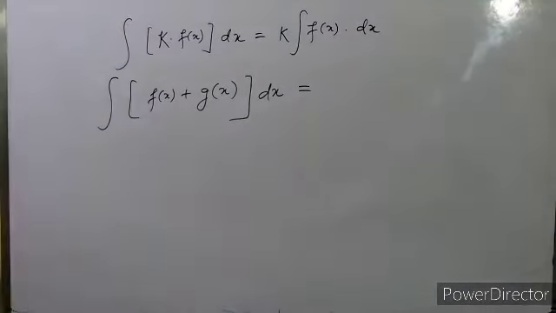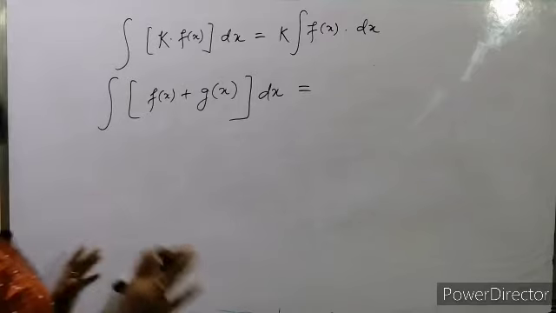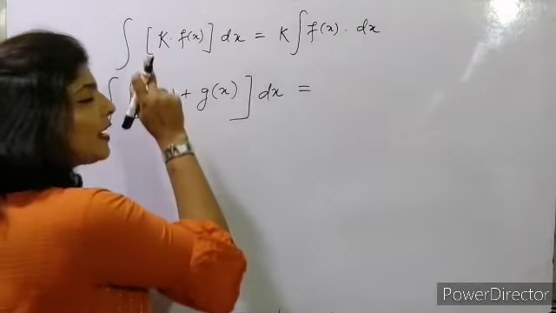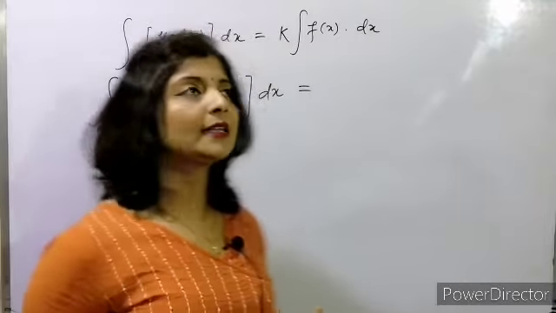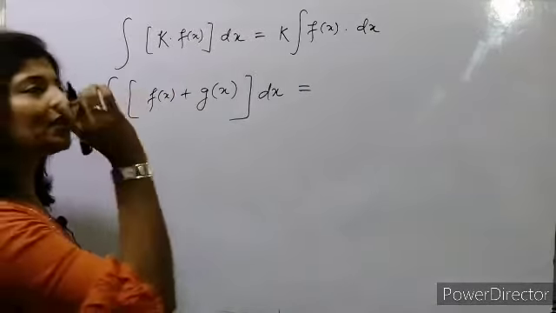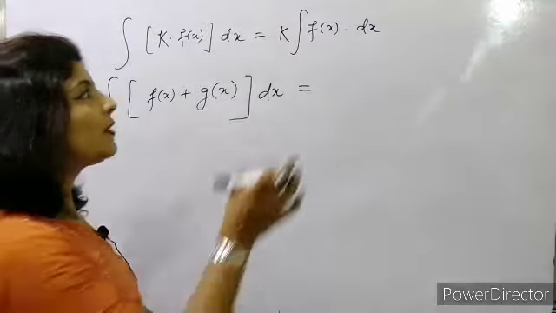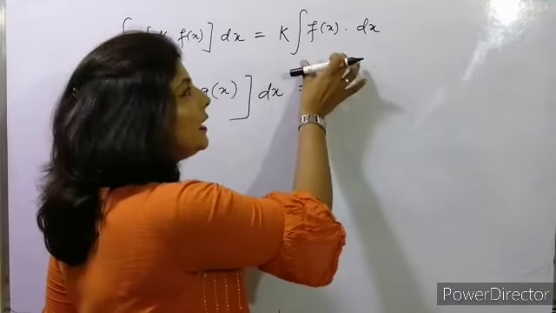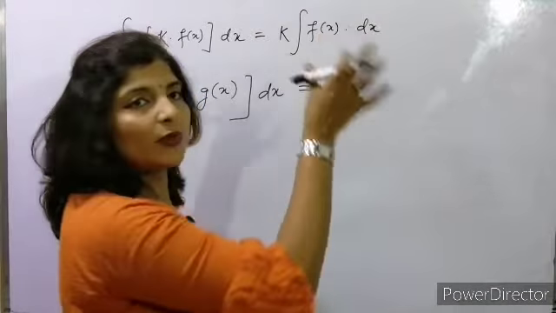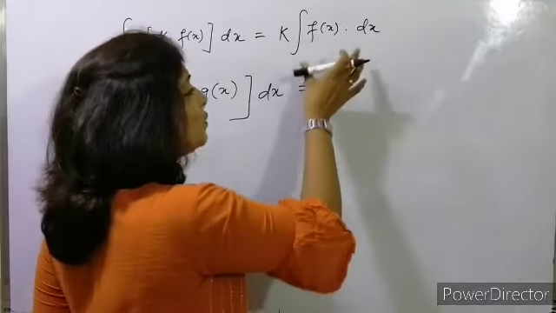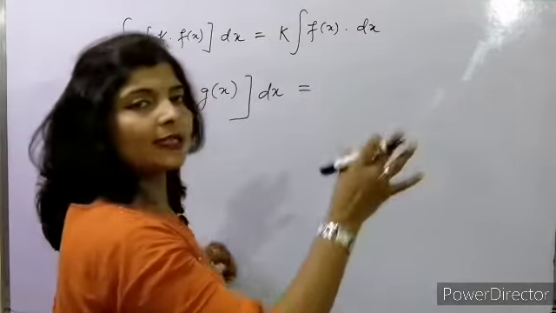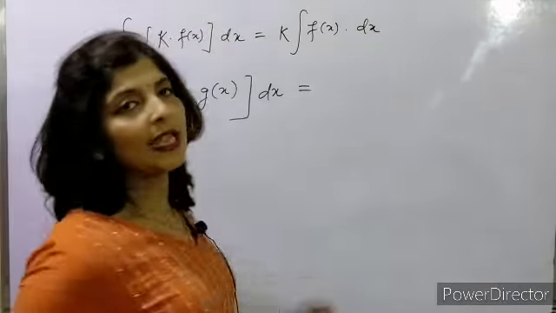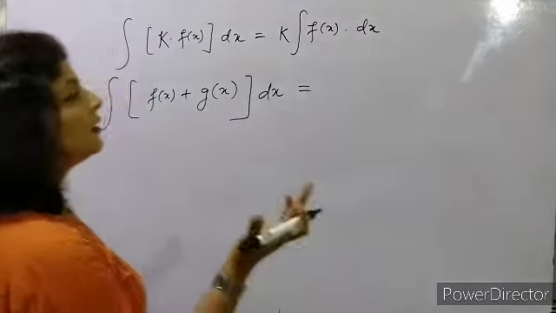So here what we'll do, similarly, if we have to find out the integral of a function k f(x) with respect to x, we'll keep k outside, we have to just multiply with k. So whatever the value of the integral of f(x) with respect to x, we have to just multiply that with k. The integration is done then.